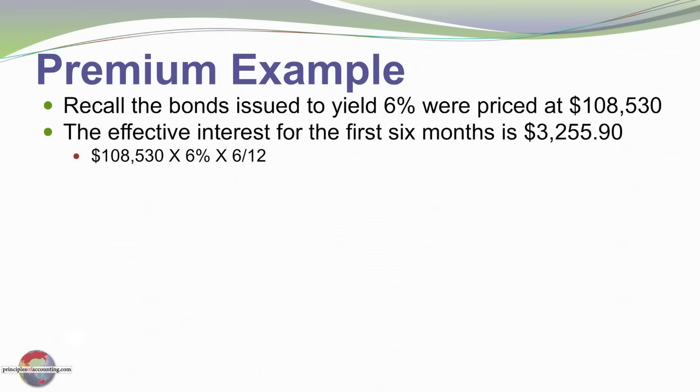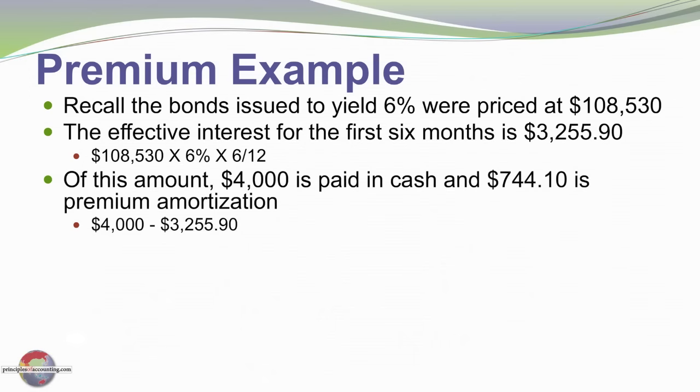So we take that total, $3,255.90 of interest, and compare that to the $4,000 that is being paid. That is, it's an 8% stated rate bond. 8% times the $100,000 times half of a year would give us $4,000 as the cash that's paid. The difference between that $4,000 cash paid on the one hand and the calculated amount of interest on the other hand gives us the premium amortization of $744.